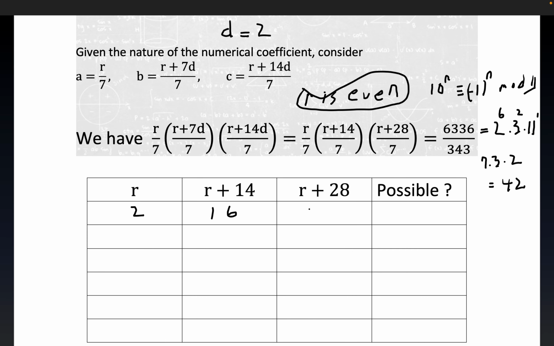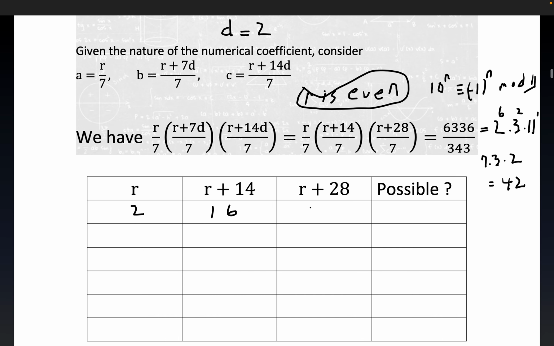Or no, 2 plus 14 is 16. And then 2 plus 28 would be 30, right? Now notice that none of these have a factor of 11. You see 11? And 11 has to be accounted for, right? Because this is the product of all of these prime divisors. In other words, R times R plus 14 times R plus 28 has to equal 6336, okay? And we got this circumstance here. 2 is an even number, but none of these factors include the divisor 11. So I'm going to mark X here. It's not possible, right? Again, I think it's very cool.